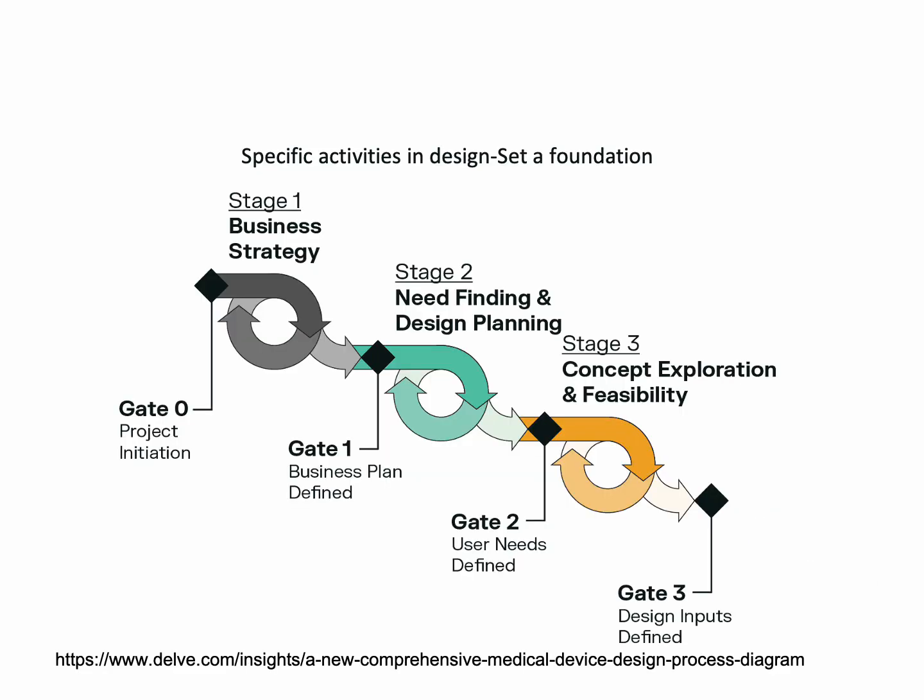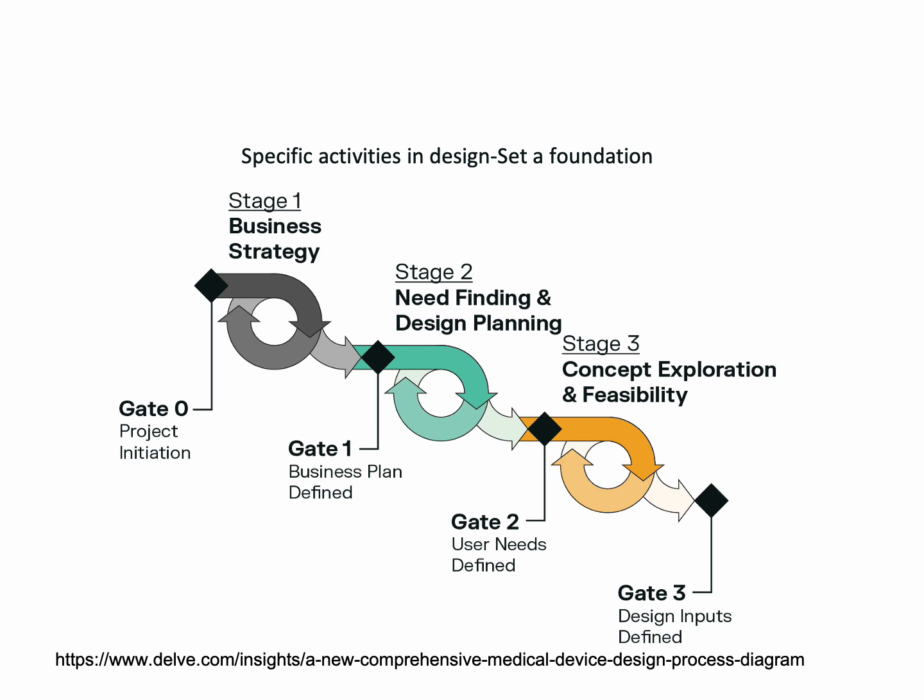So the first three tasks, or I would say gates, are the following. These are specific activities in design set as a foundation. Stage one is a business strategy. We are going to do the project initiation. Don't forget that each of these devices is seen as a project, and we have to document the project. So we need to have a project initiation and documents as well. This is for stage one. We have to explain or justify why we are going to work on or develop that device.